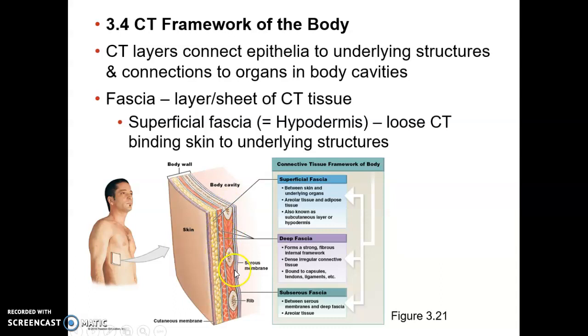And then as we continue towards the internal cavity, in this case it looks like the thoracic cavity, there's the subserous fascia, which is between the serous membranes and the deep fascia. So we have a lot of connective tissue that binds and holds our body tissues and organs in place.